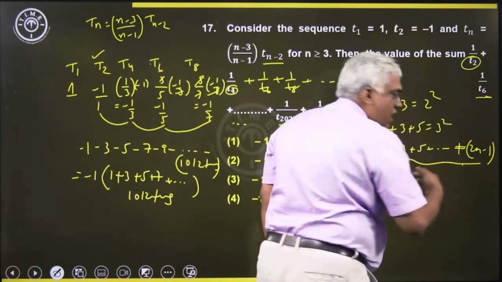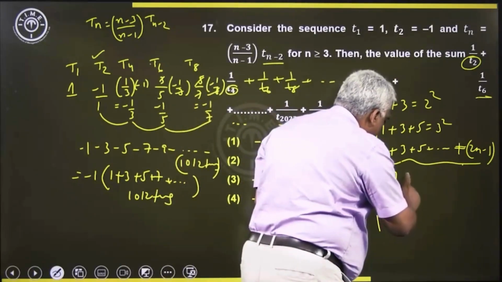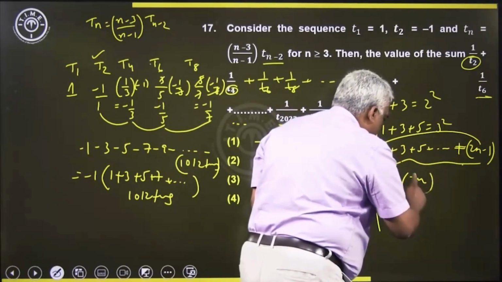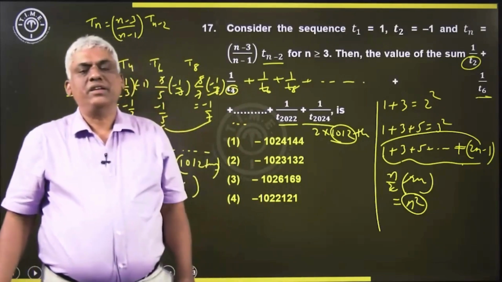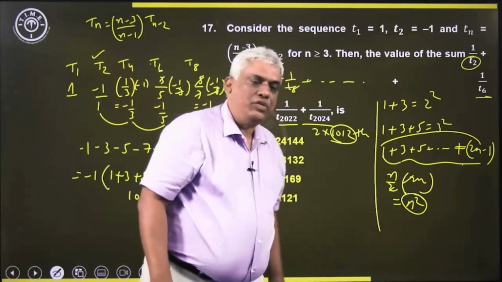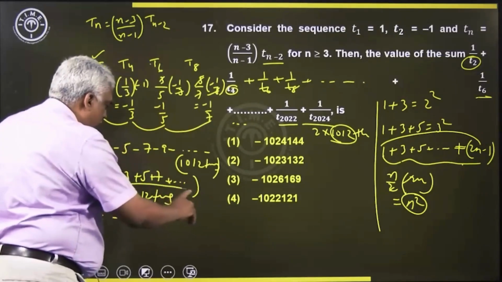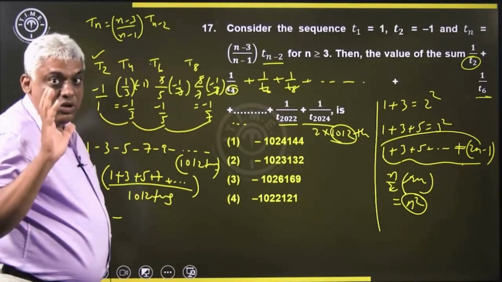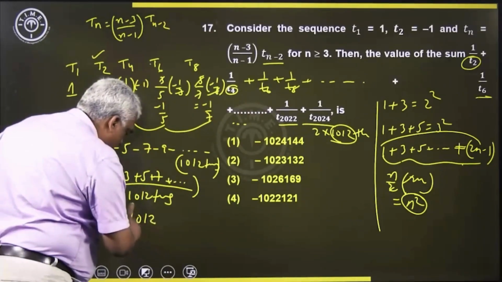This is an AP with n terms. What is the formula? n by 2 times (first term plus last term). If you add the first and last term, it will be 2n minus 1 plus 1, which is 2n. So, there is a formula: the sum of the first n odd natural numbers is n square. So, it is minus the sum of the first 1012 odd numbers. So, it is minus 1012 square.